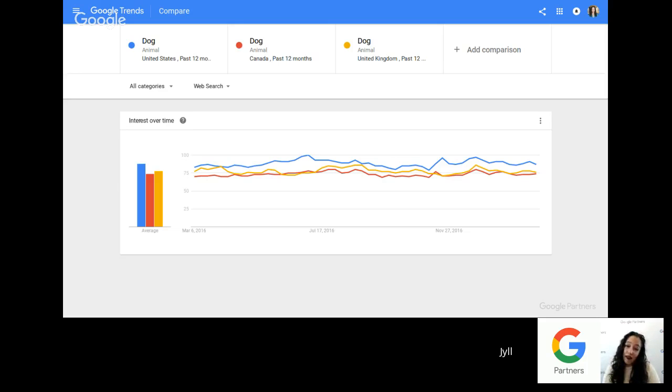This can be a really helpful tool if you're working with a company who advertises in a lot of different countries, or maybe doesn't advertise but sells products or services in a lot of different countries, because you can see how interest in that brand or perhaps a competitor's brand compares across different countries.